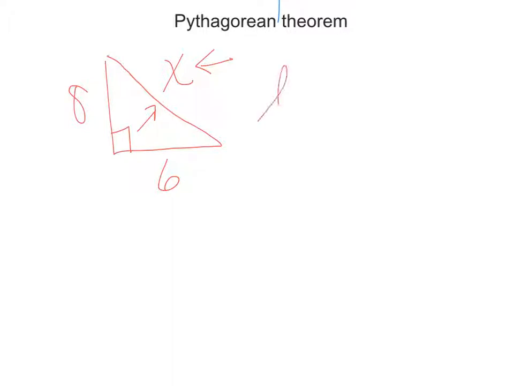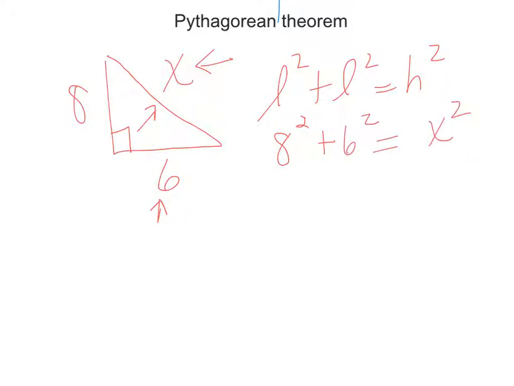So if we say that it's going to be leg squared plus leg squared equals hypotenuse squared, we're just going to plug our numbers in now. It doesn't matter if you use the 8 or the 6 first because the order won't matter in this case. So the one leg is 8 squared plus the other leg, 6 squared, equals x squared, so we'll just leave it there. Whenever you have an x in an equation, you want to isolate it.